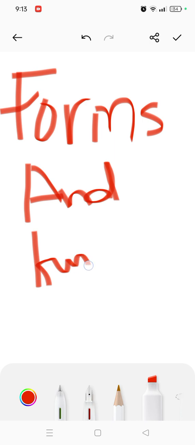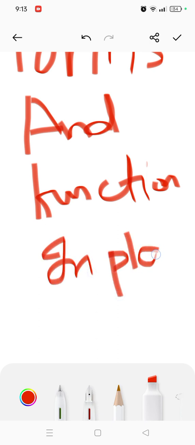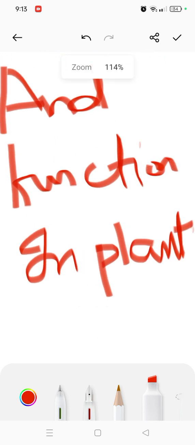So today we are going to discuss a very important chapter, which is forms and functions in plants. It's a very important chapter of our botany subject, forms and function in plants. So we'll start from the basics so that we understand this chapter very nicely.